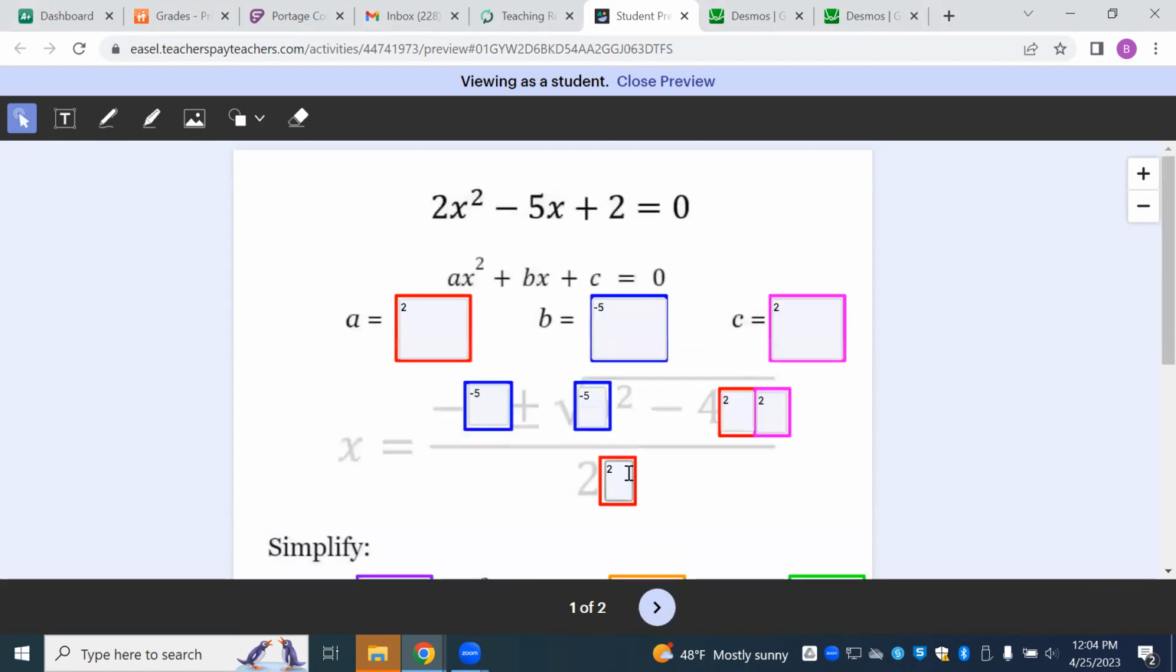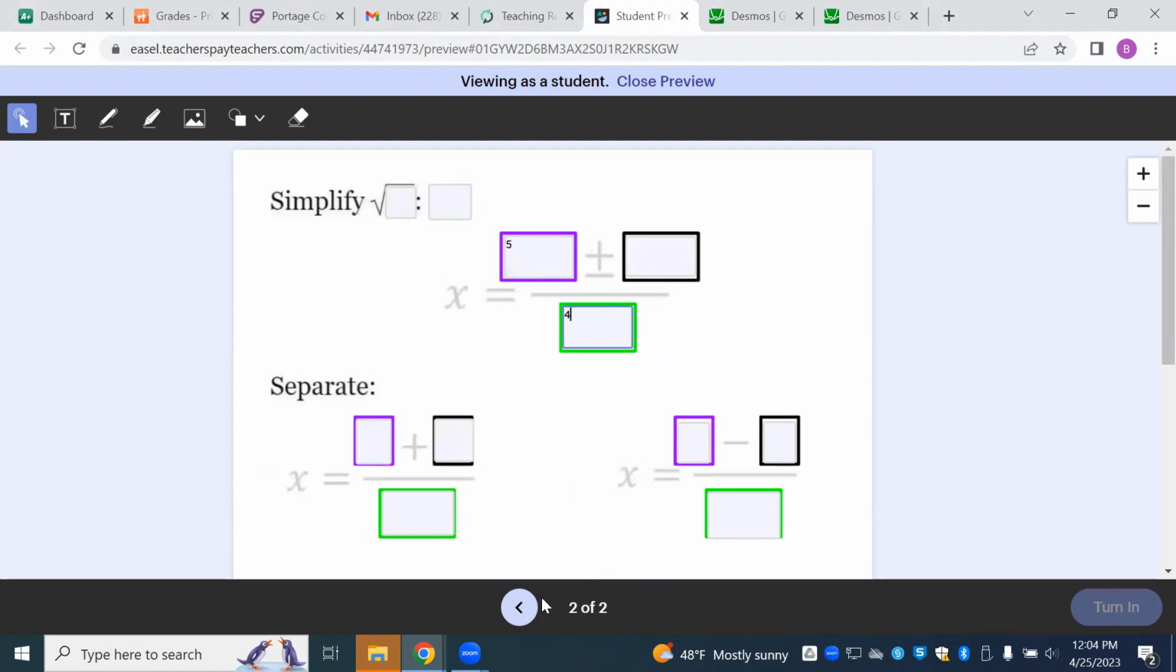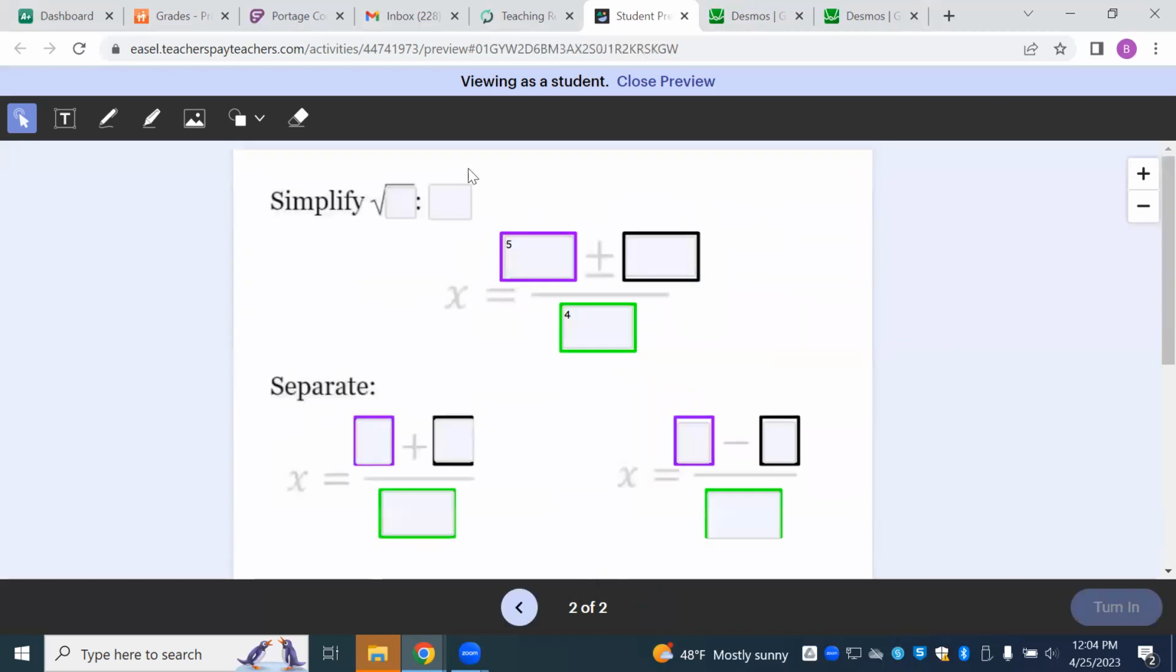I don't know how good your memory is, but the purple and the green box were 5 and 4. But notice this isn't a yellow box. We want to figure out what this square root part equals. So you're going to figure out what the square root of 9 equals. You can put it into a calculator or just Google it; the square root of 9 is 3. We're going to get rid of that square root by just figuring out what the square root of the number equals.